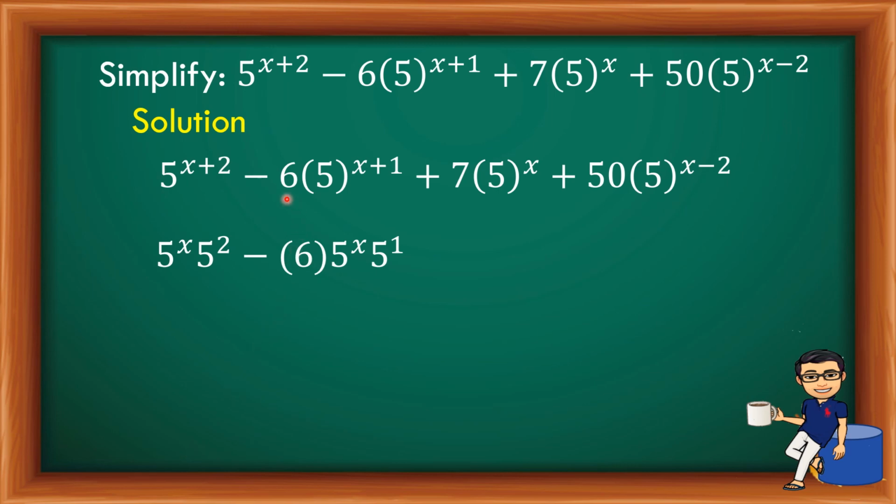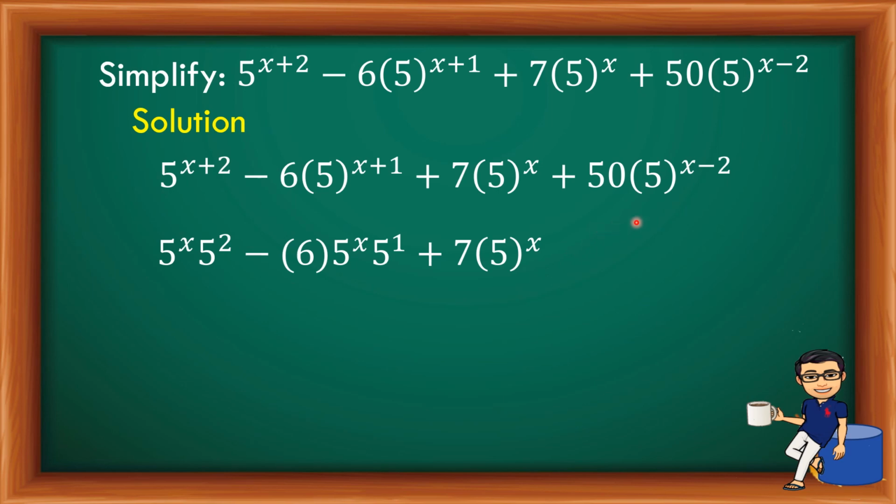On this part, we have this. We copy this 6. Then this x plus 1 is for this base 5. That's why we have 5 raised to x. We have this. And 5 raised to 1, we have this. On this term, we just need to copy 7 times 5 raised to x, since there is no exponent that is needed to distribute to 5. So just copy this like this.